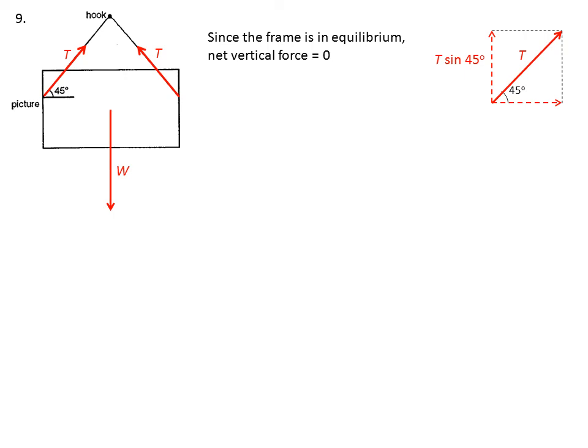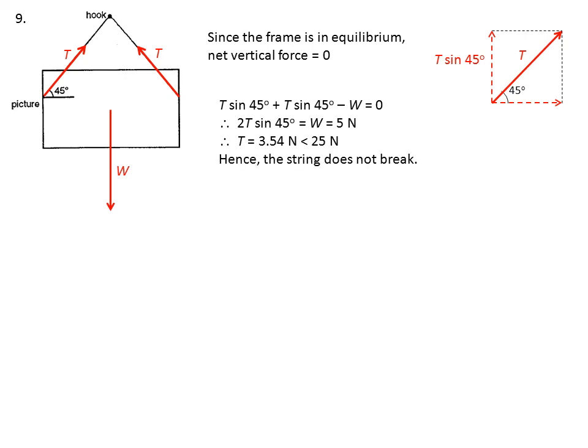So we proceed from the previous part. Net vertical force is 0, so T sine 45 is the vertical component, and since there are two such forces which are symmetrical, we will get 2 times T sine 45, and W is in the opposite direction, so it's negative W, and this gives you 0. Alright, so we simplify the equation, and we find that T is 3.54 newtons, which is less than the breaking strength of the string, and therefore the string doesn't break.